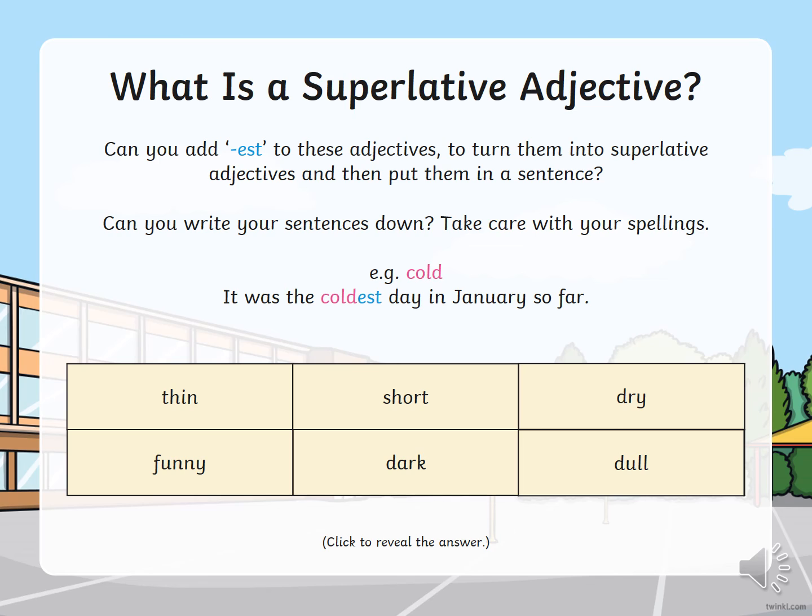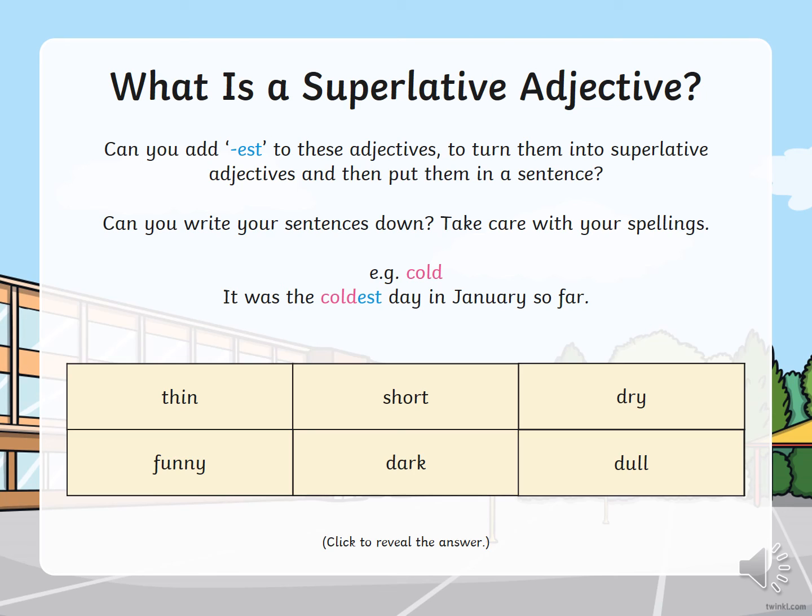So again, a little activity for you to try now. So we have got some adjectives at the bottom. I want you to add EST to them, thinking about those rules that we have just gone over. So cold turns to coldest, because we don't need to do anything to that word. We just need to add the suffix, and it has written, it was the coldest day in January so far. So same as before, change them to their superlative adjective and pick one of them to write in a sentence.